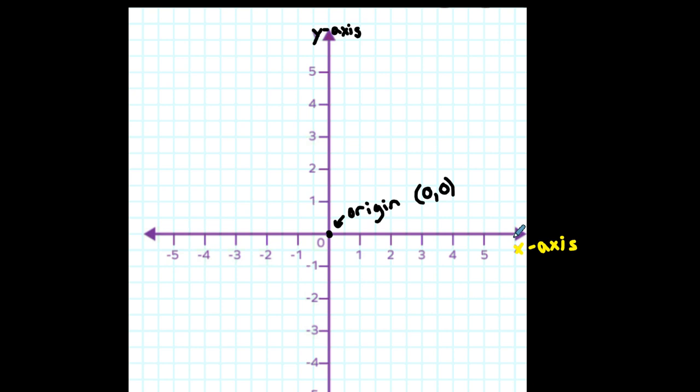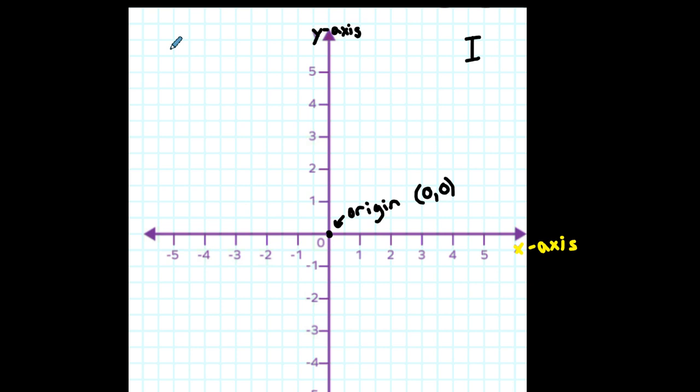Now, the x and the y-axis form 4 different quadrants or corners here. So we have 4 different quadrants. The first quadrant is actually this one in the upper right. And you'll notice I didn't write a 1, I wrote an I. This is actually a Roman numeral that stands for 1. And the quadrants are labeled as Roman numerals.